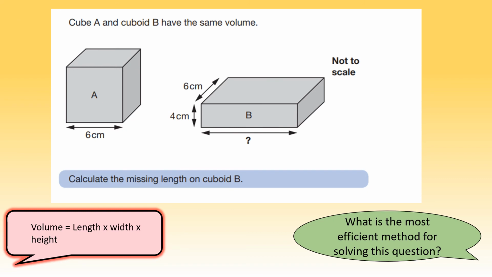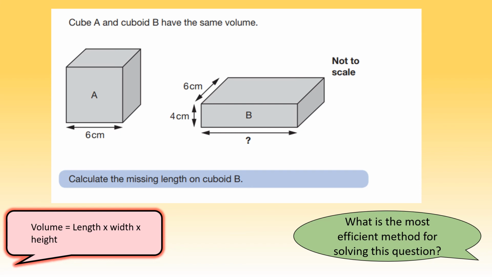So here's just an example kind of test question. Calculate the missing length on cuboid B. What's the relationship first between A and B? They have the same volume, right? But what do you notice about A compared to B? Well, A's a cube, so what is special about the sides? They're going to be the same. So you know that it's going to be 6 times 6 times 6. If you worked out that volume of 6 times 6 times 6, you'd be able to find out the overall volume of B, and then you would be able to work out that question mark.